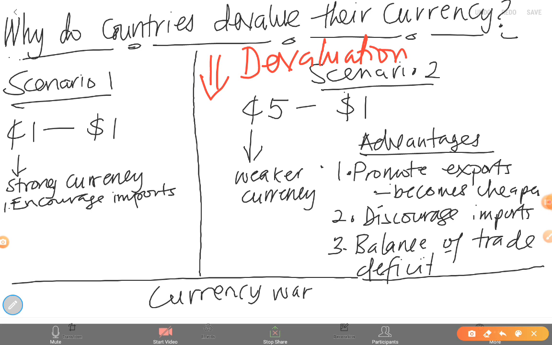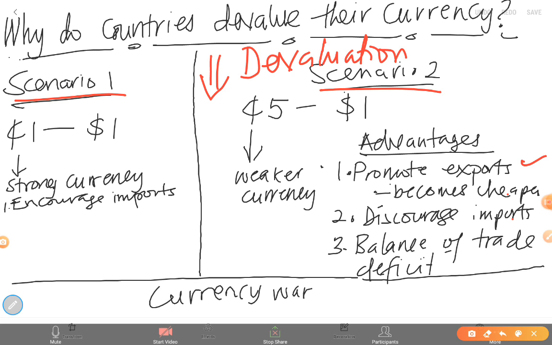Now, why do countries devalue their currency? We have some points here that I will explain. But first of all, let me come to scenario 1, and then when I finish, we come to scenario 2. Under scenario 1, you have 1 Ghana cedi that is equal to $1. What this means is that with 1 Ghana cedi, you can buy a product that is worth $1.